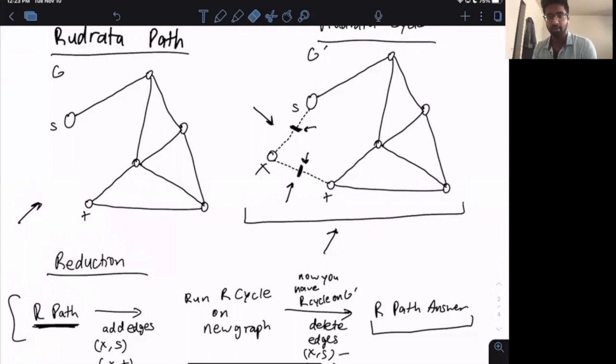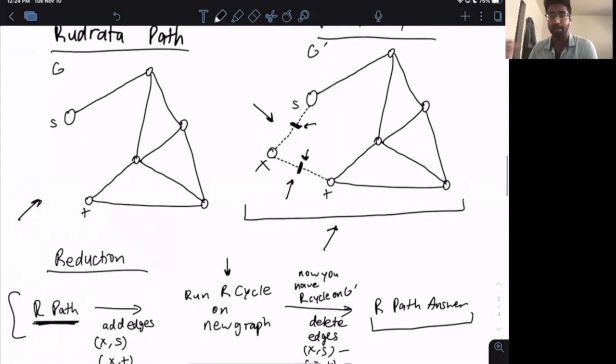Why? For example, let's assume we had a polynomial time algorithm for the Rajada cycle. Let's say hypothetically we had a polynomial time algorithm. That would be a contradiction, because that would mean that you can also solve the Rajada path problem in polynomial time.